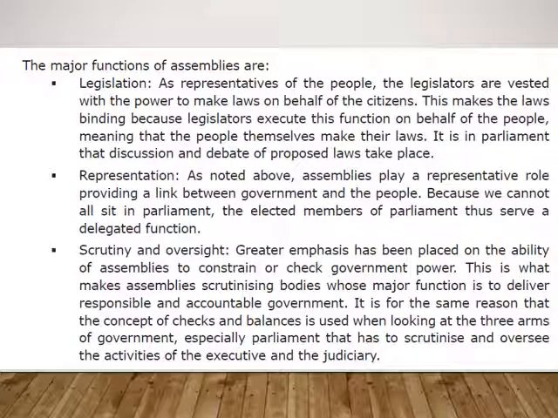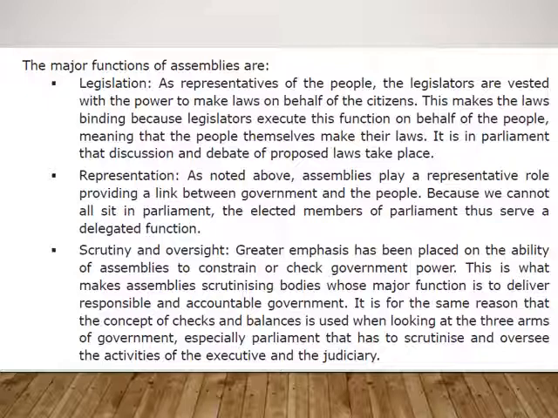The major functions of these assemblies can be summarized in the following. Number one, legislation. Representatives of the people, the legislators, are vested with the power to make laws on behalf of the citizens. This makes the law binding because legislators execute this function on behalf of the people, meaning that the people themselves make their laws. It is in Parliament that discussions and debate of proposed laws take place.